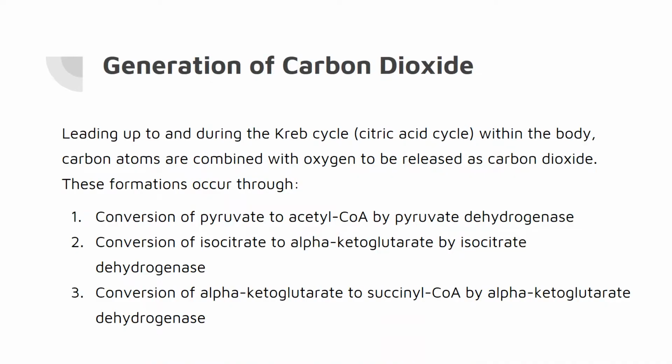So, let's start by looking at processes leading up to and during the Krebs cycle within the body. To create carbon dioxide, carbon atoms are combined with oxygen, and these formations occur once before the Krebs cycle and in two different areas within the cycle, because for each pyruvate molecule, there are 3 carbon dioxides produced at various parts of the respiration pathway.